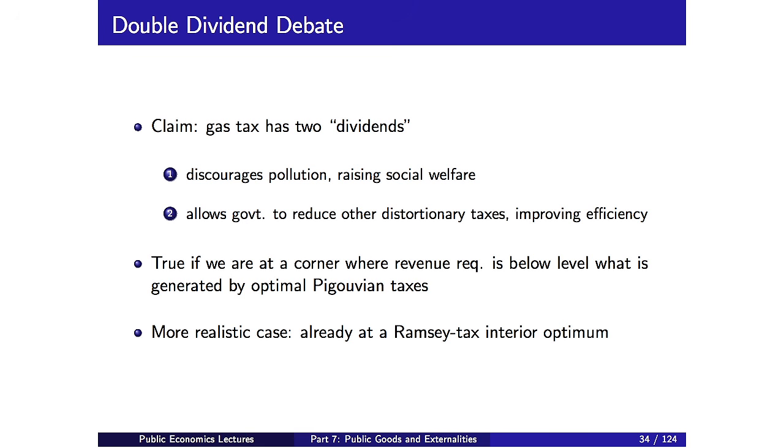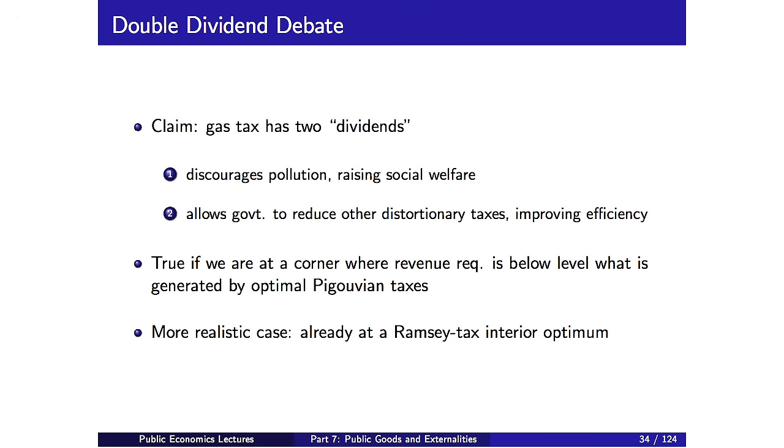We already think people are driving too much and there's too much pollution, so it's going to raise social welfare from that perspective. And we're going to collect money. We know we need revenue for the government. So in this type of setting, basically we can reduce other distortionary taxes, and that also improves efficiency. So this is great. We should be taxing these things more, right?